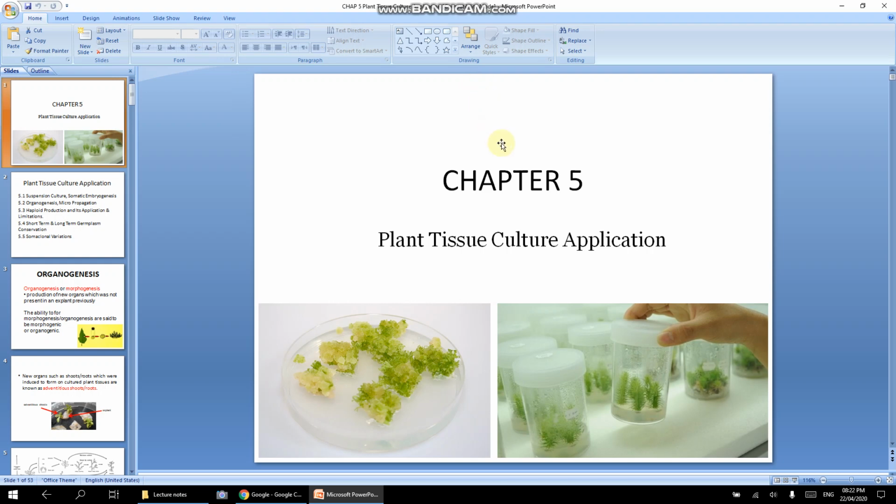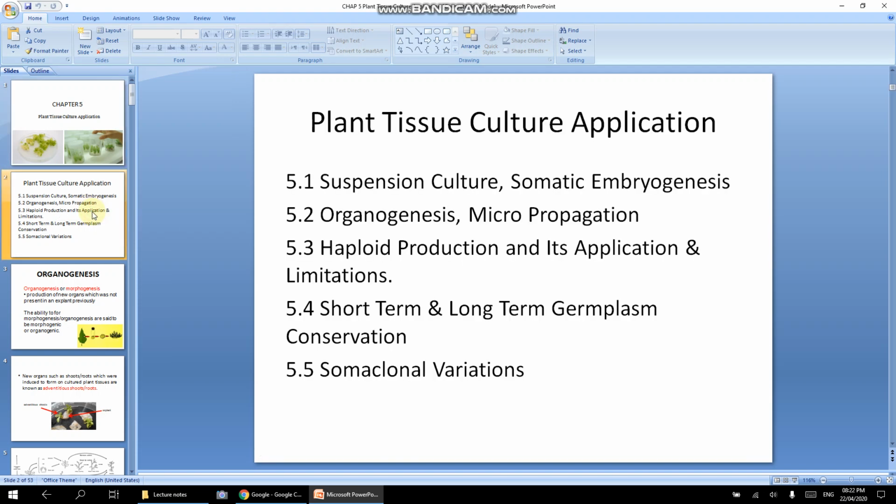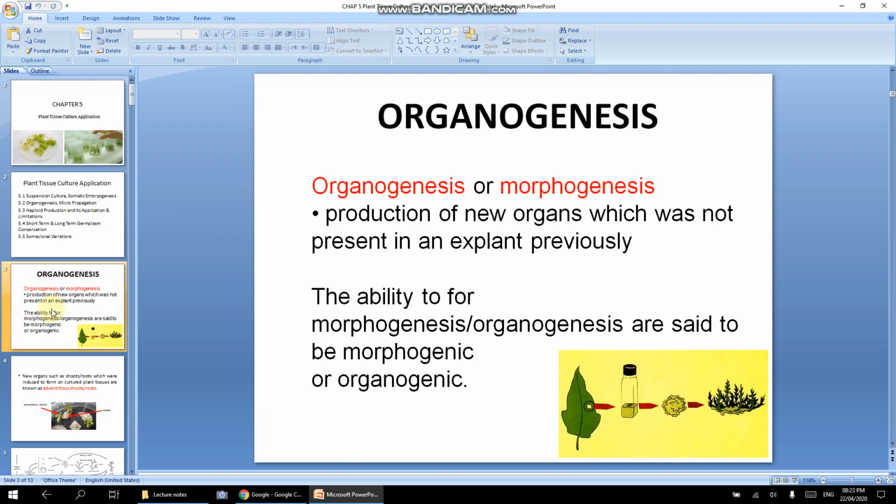Alright, so today we are going to talk about plant tissue culture application. There are so many things that can be done with plant tissue culture. These are the things that we are going to look at: suspension culture, organogenesis, haploid production, short-term and long-term conservation, and somaclonal variation.